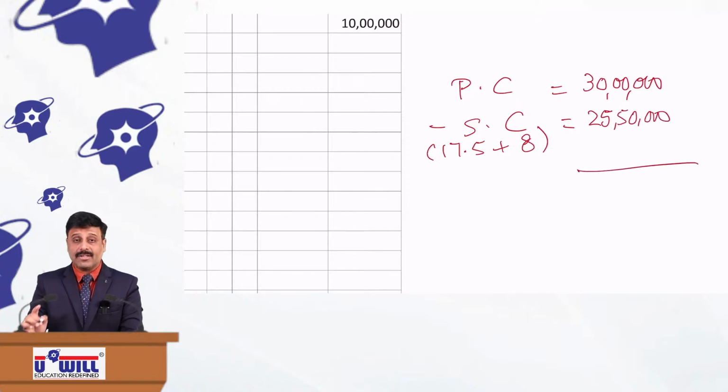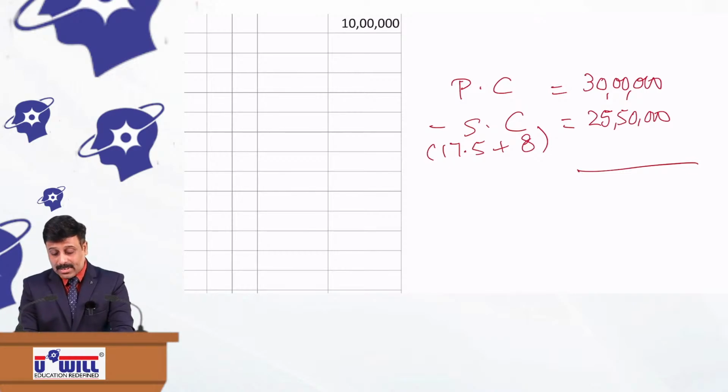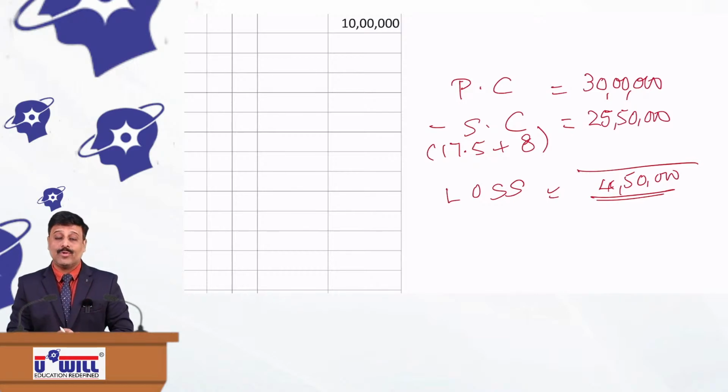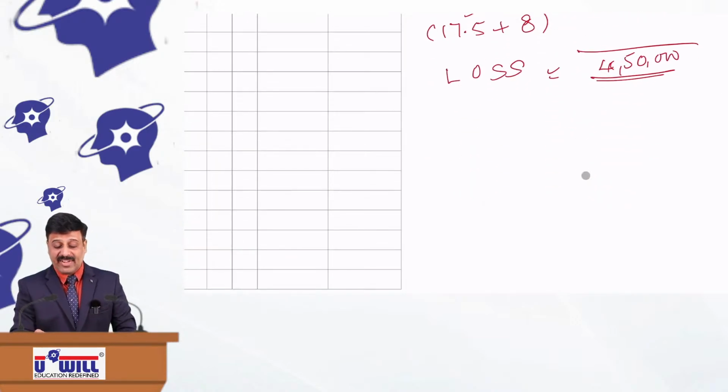Now purchase consideration is 30 lakhs. Share capital we are getting is only 25 lakh 50,000. So we are paying more. How much more are we paying? 4 lakh 50,000. This is our loss. From XY Limited's point of view, it is paying 30 lakh rupees to the shareholders who have a stake in X Limited and Y Limited only for 25 lakh 50,000. So there is a loss of 4 lakh 50,000.